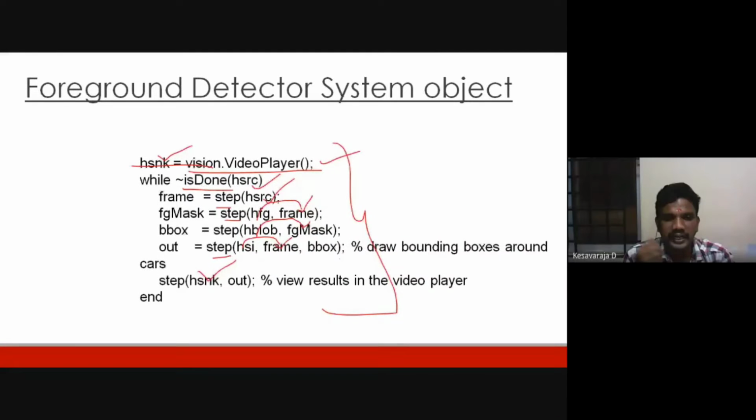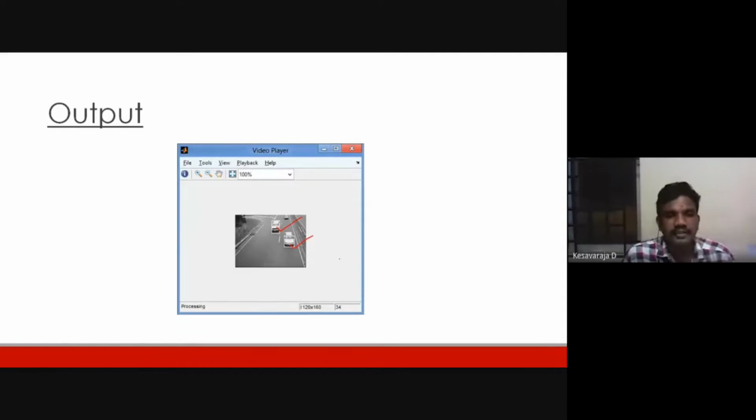At last, the entire inserted video was played in the vision.VideoPlayer. The video was played with white boundary boxes added. So the result was like that.